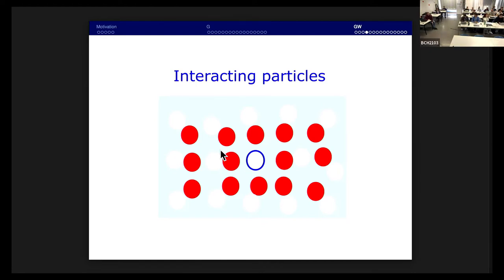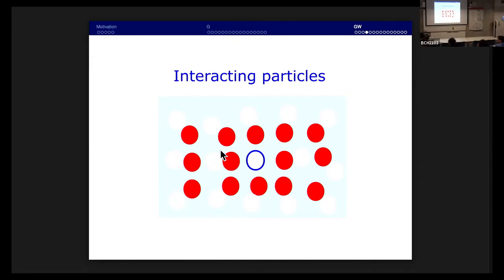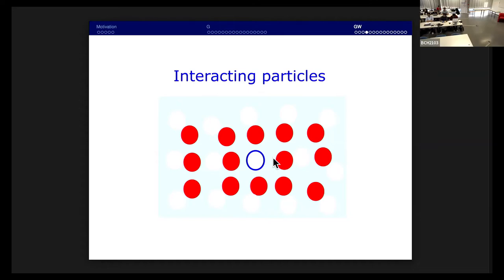Okay, that's not good, but you see that the electrons are moving, and they are reacting to the presence of this positive charge. This is called a polarization. And what is this polarization, this reaction to the presence of a positive charge?